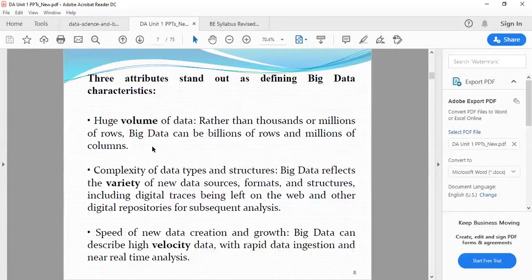Mainly there are three attributes of big data. First one is volume, second one is variety, third one is velocity. In this PPT, we covered the attributes which define big data.